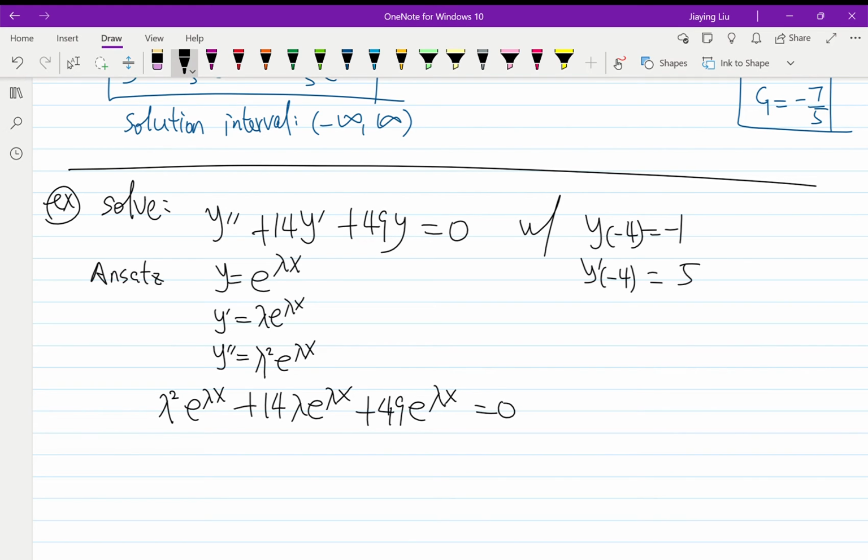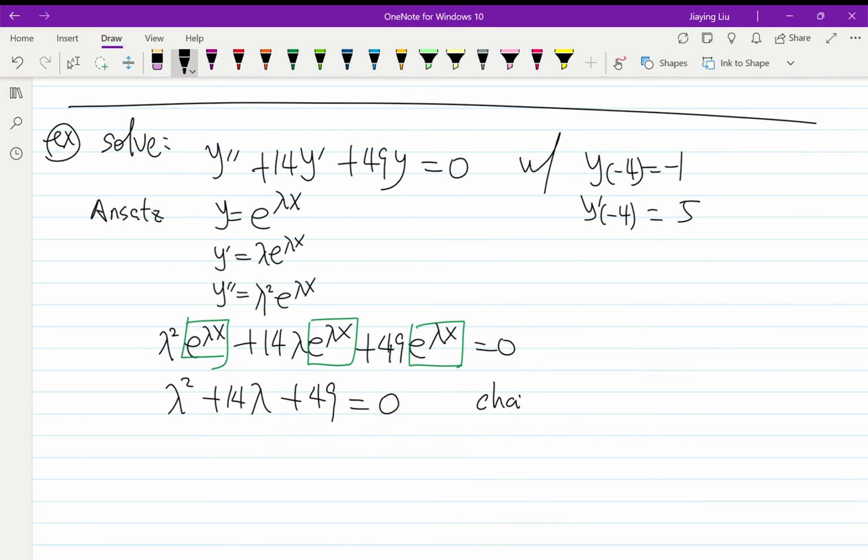And then we can take out e to the lambda x and divide by e to the lambda x to both sides of the equation. That will be gone, and then we end up with lambda squared plus 14 lambda plus 49 equals 0, which is the characteristic equation. And we can solve for lambda.